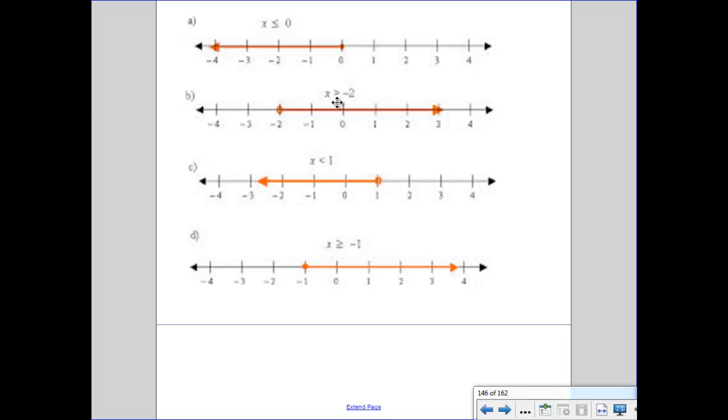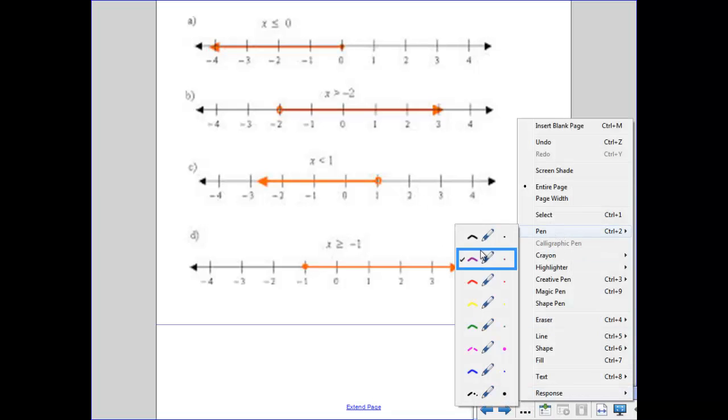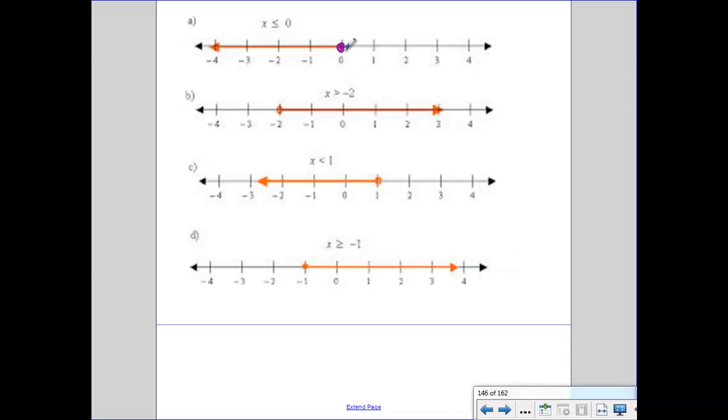Here, if I say x is, this is supposed to be greater than -2. I don't know if you guys can see the difference here, but that circle right there is not filled in. Have you ever been shown that before? This is filled in because it is also equal to 0. This should be not filled in.